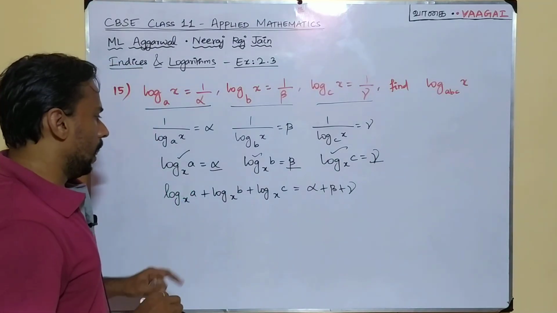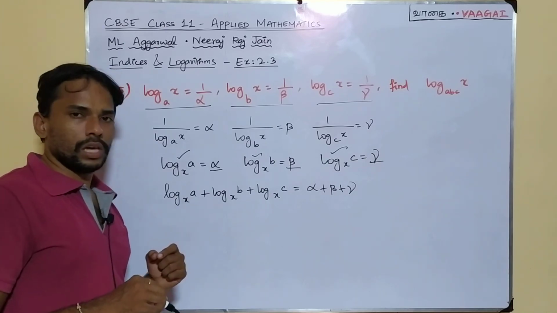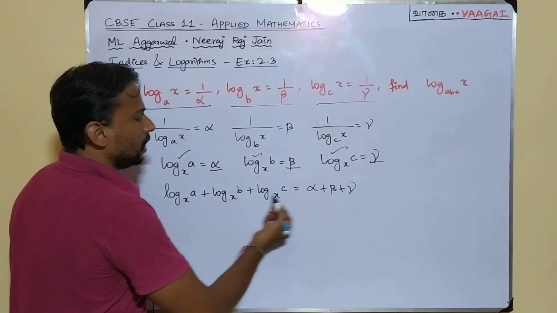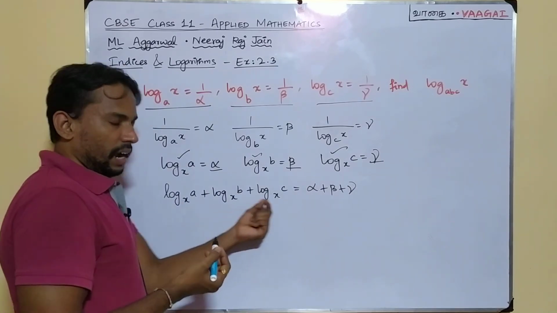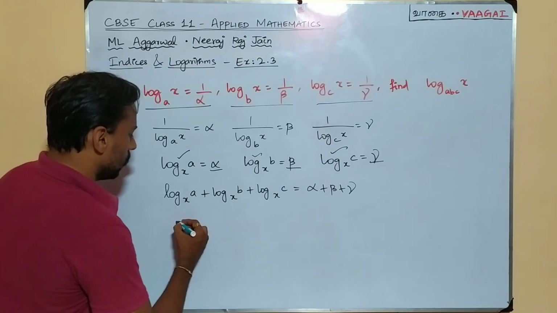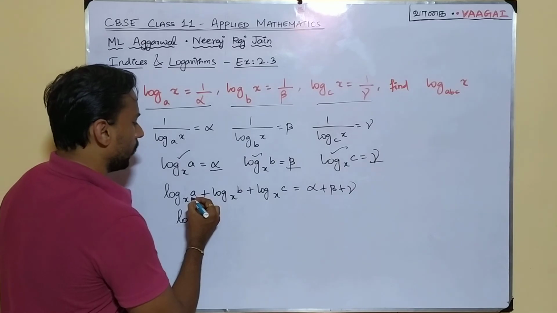And now again coming to this left hand side, we can use the product rule. Why? Because here we have three log quantities getting added with the same base, so we can very well use the product rule. Now if you use the product rule, what happens? Log of, now we will have the product, right?